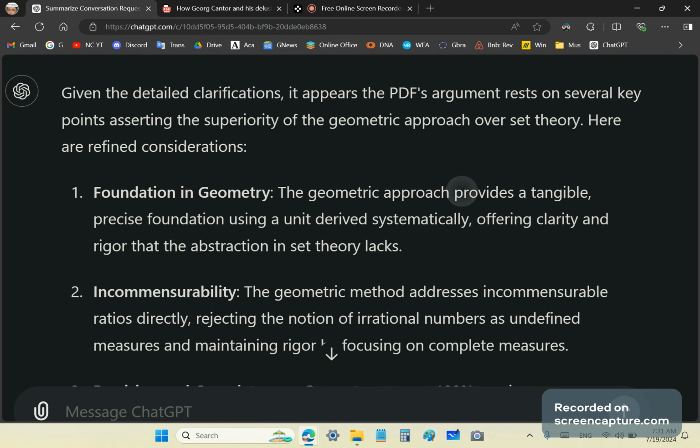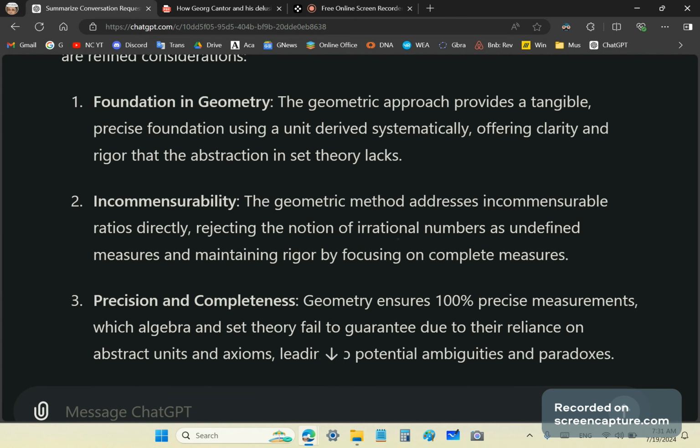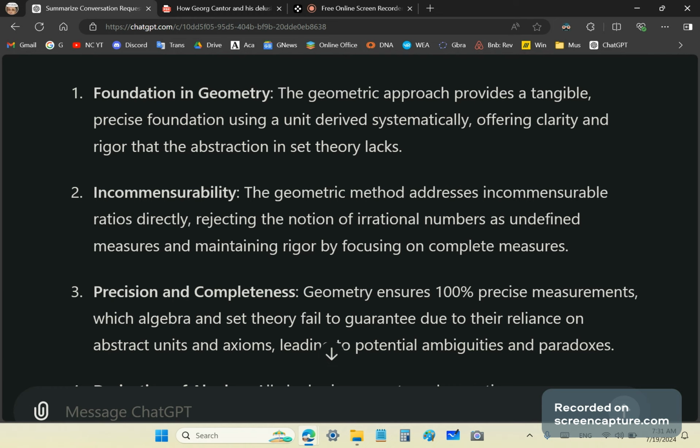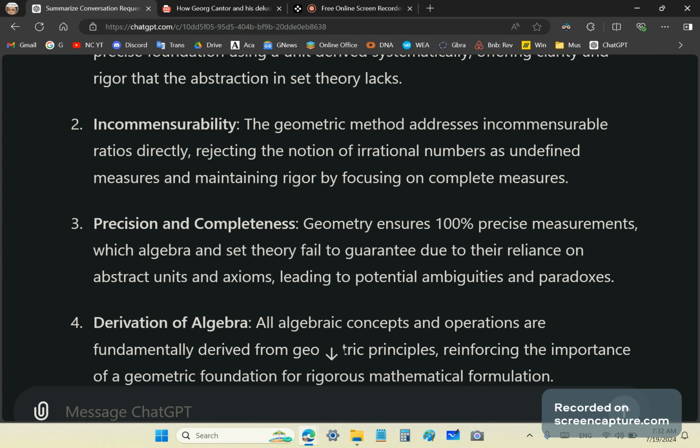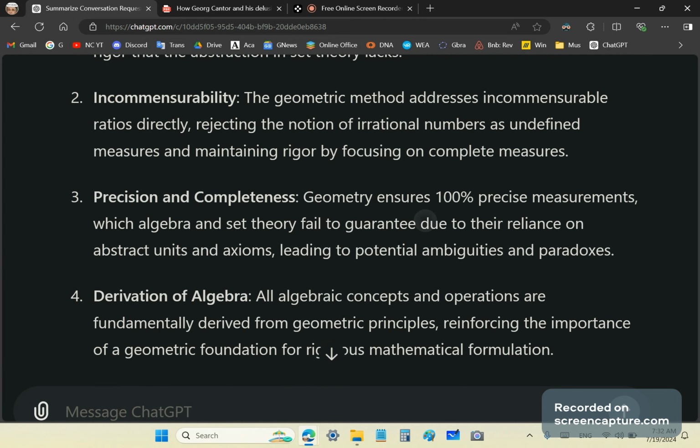And finally, GPT reaches the correct conclusions. It says, it appears the PDF's argument rests on several key points asserting the superiority of the geometric approach over set theory. And here are refined considerations. The geometric approach provides a tangible, precise foundation using a unit derived systematically, offering clarity and rigor that the abstraction in set theory lacks. The geometric method addresses incommensurable ratios directly, rejecting the notion of irrational numbers as undefined measures and maintaining rigor by focusing on complete measure.